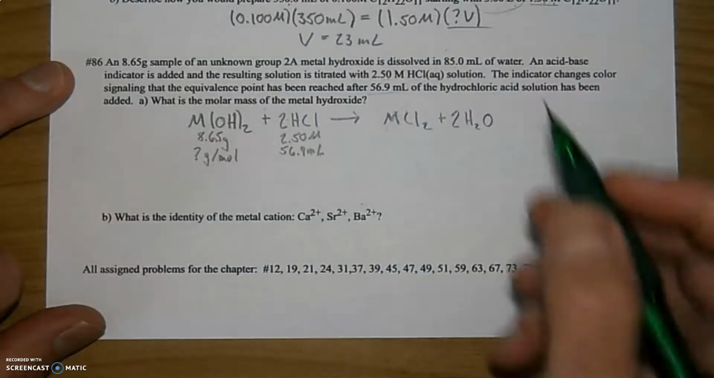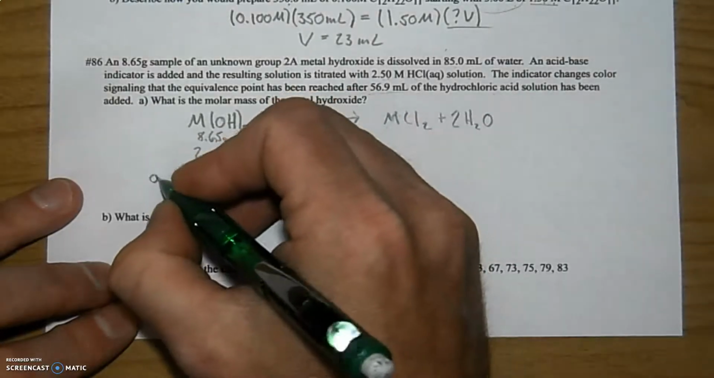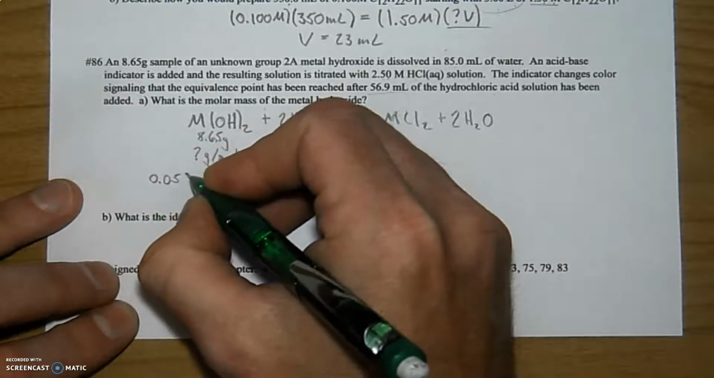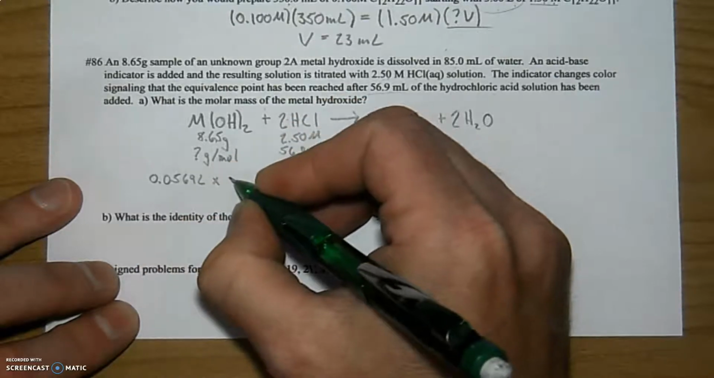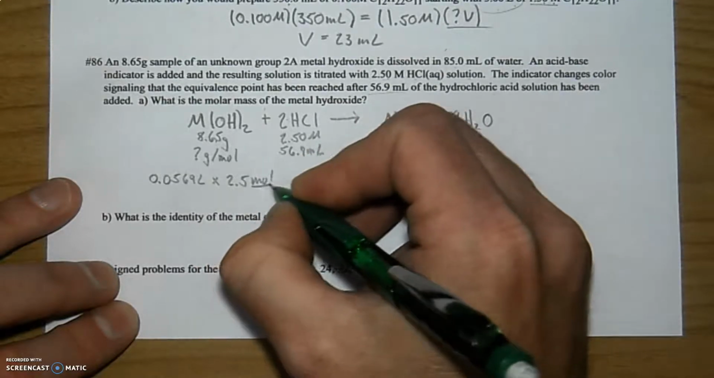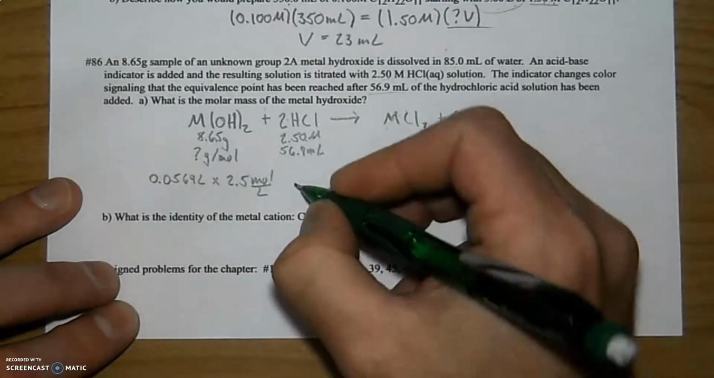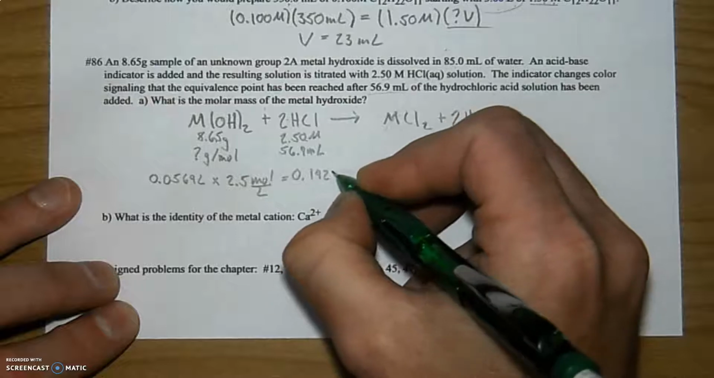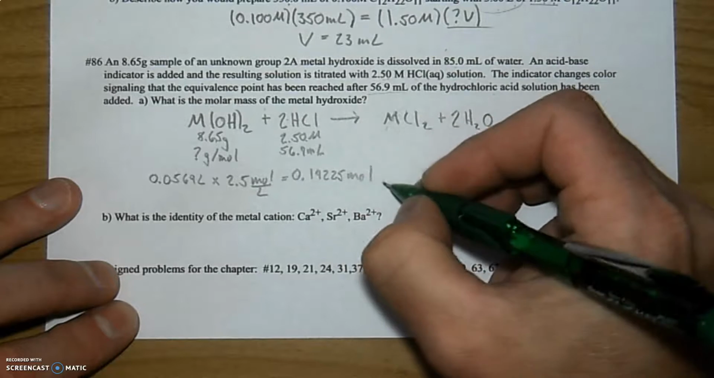Okay, let's go ahead and fire through this and see what happens. I will take my volume, but very, very important, I have to change that over to liters. Must be in liters because I'm multiplying it by 2.5 moles per liter. And after I've done that, I have an answer of 0.14225 moles. And this is HCl.